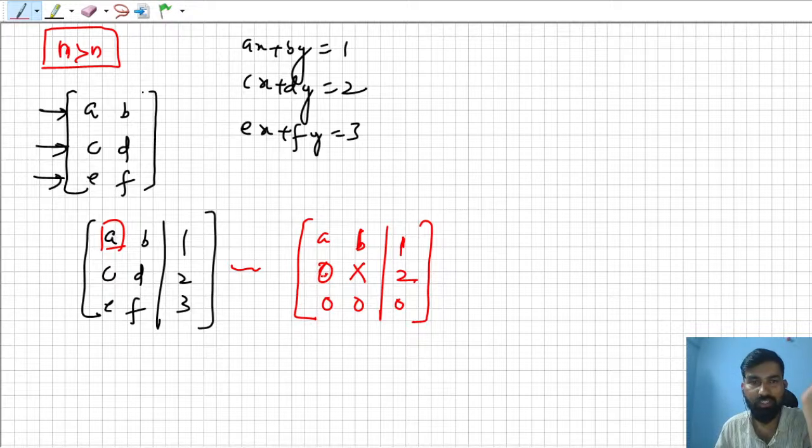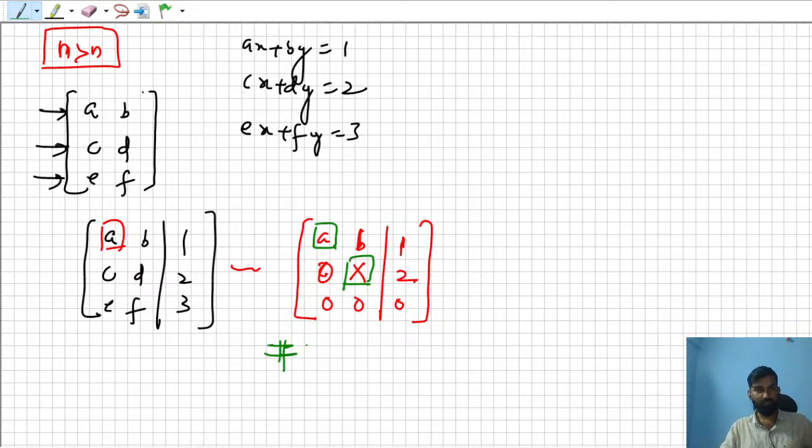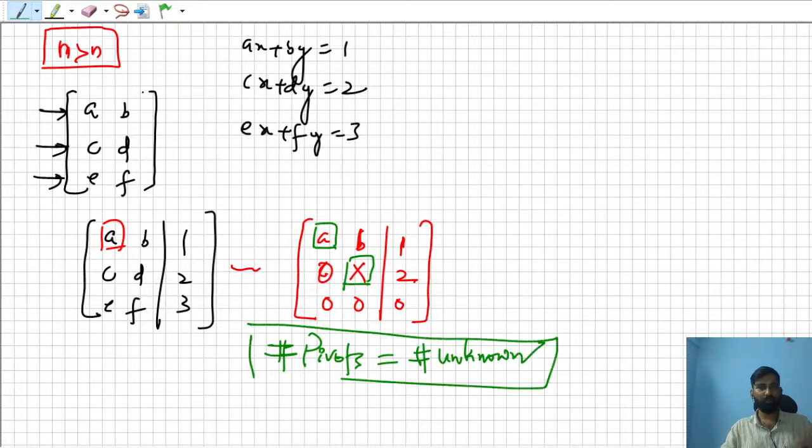How many pivots are there? You have to decide. You see how many pivots are there. I am just telling you. This column has a pivot, perfect. This column has a pivot, perfect. So here the number of pivots is equal to the number of unknowns. If the number of pivots is equal to the number of unknowns, guys, then you will get a unique solution.